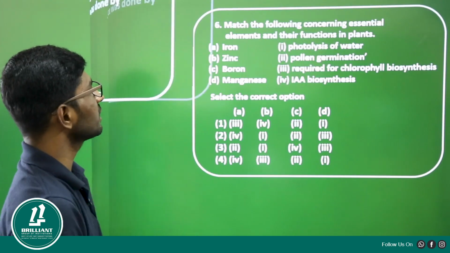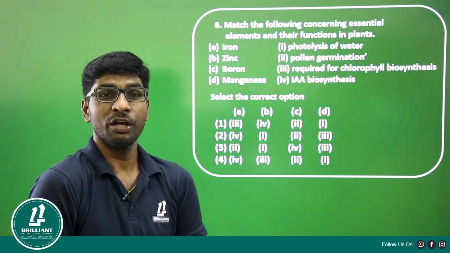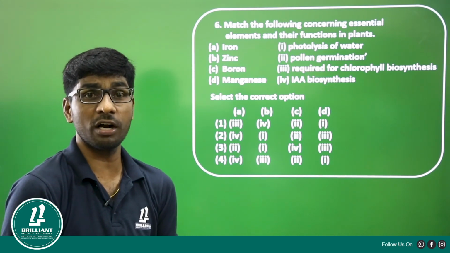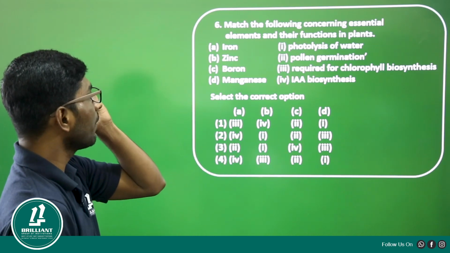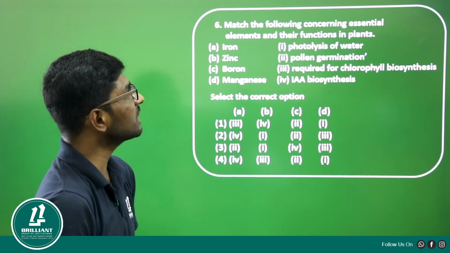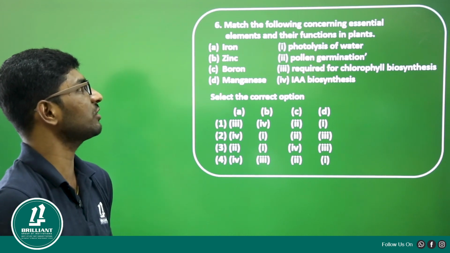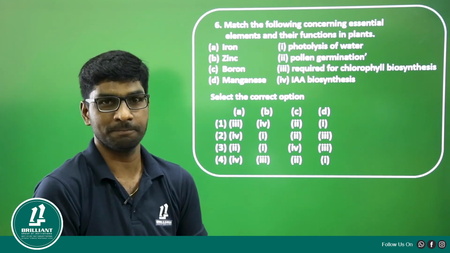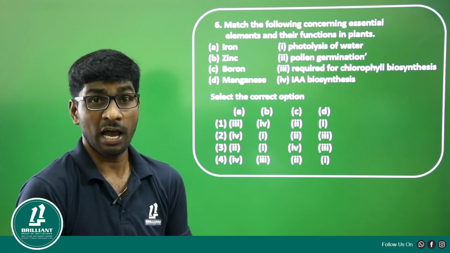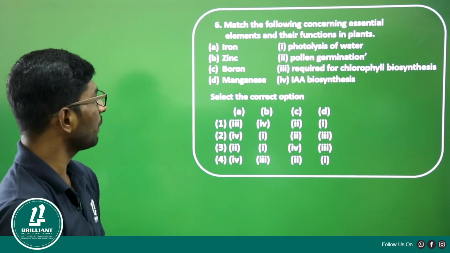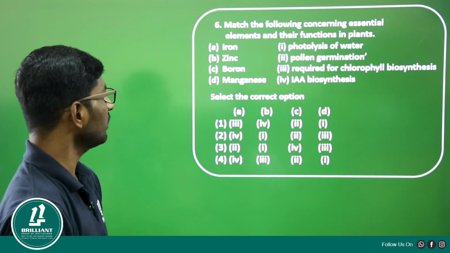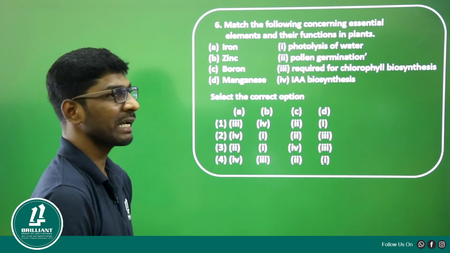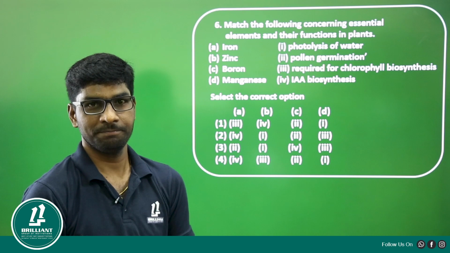Question number 6. Look at the question number 6. This question is from the chapter called what? Mineral nutrition from the 11th grade. Look at what they are asking. Match the following concerning essential elements and their functions in plants. Essential elements and their function in plants. Option 1: iron, zinc, boron, manganese. The 4 elements are given, right?